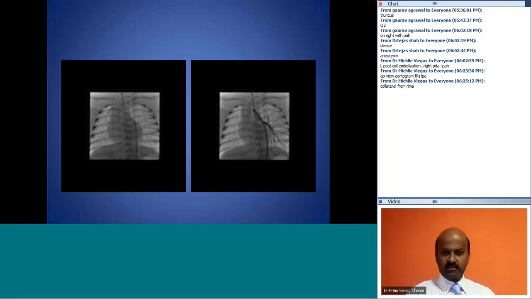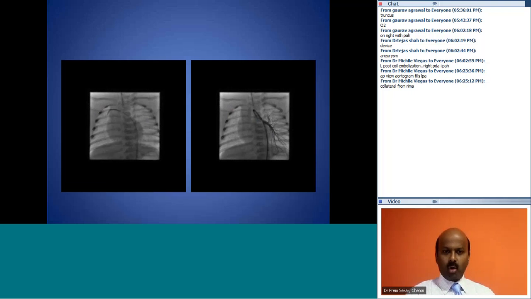Collateral from RIMA is one answer. Okay, so I would like to point out this is a child, a neonate with bilateral patent ductus arteriosus in the setting of pulmonary atresia with VSD and non-confluent pulmonary arteries.